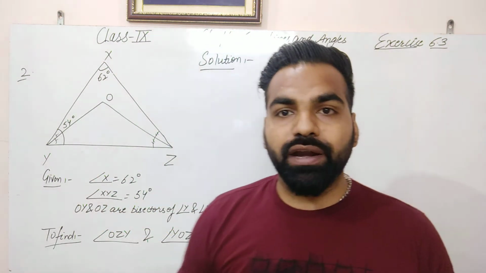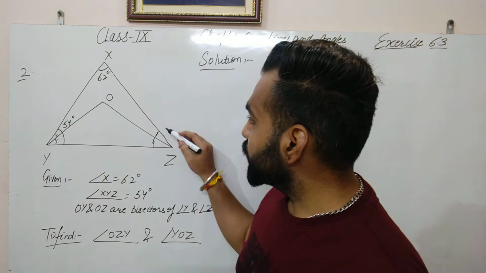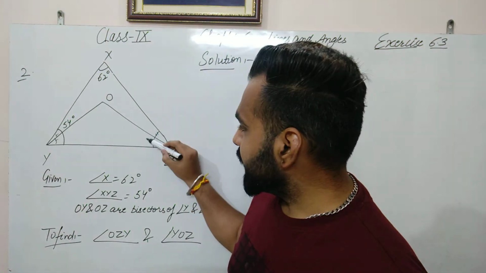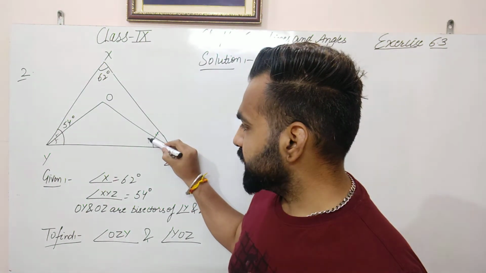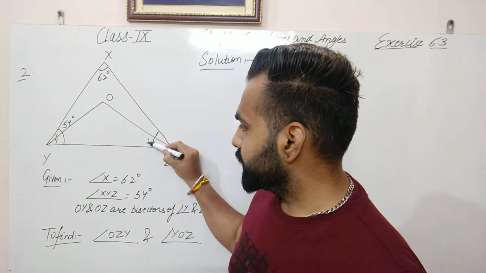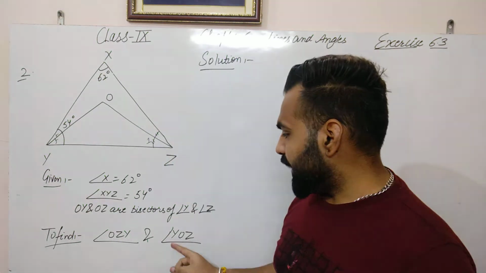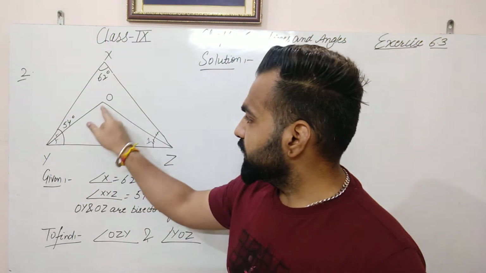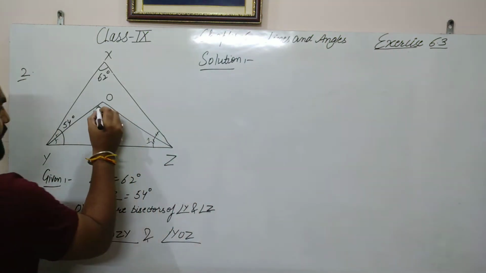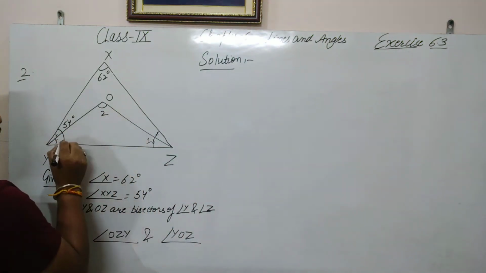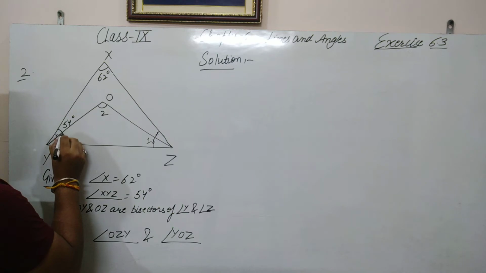So we have to find angle OZY. What is OZY? This angle. Let us take this angle as 1, and we have to find angle YOZ. This angle. Let's take this angle as 2, and this angle is 3. Just this part is 3.